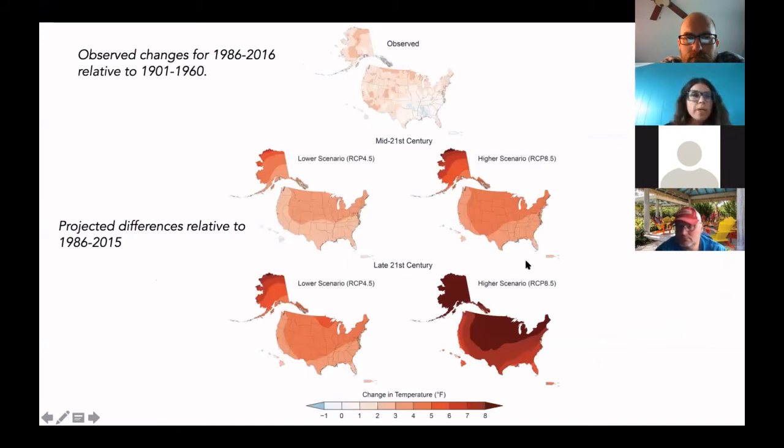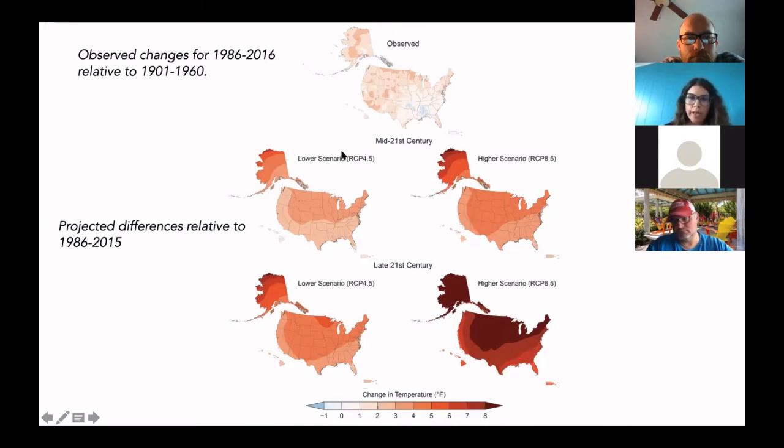Okay, so here we can see the observed changes in temperature and then some predictions from these different scenarios and all of these climate models together. So we've got observed changes for 1986 to 2016 relative to 1906 to 1960. I was showing you some of this earlier for the Southeast, but here you see the whole country. In Tennessee, we're pink, so we're a little bit warmer in terms of overall average change.